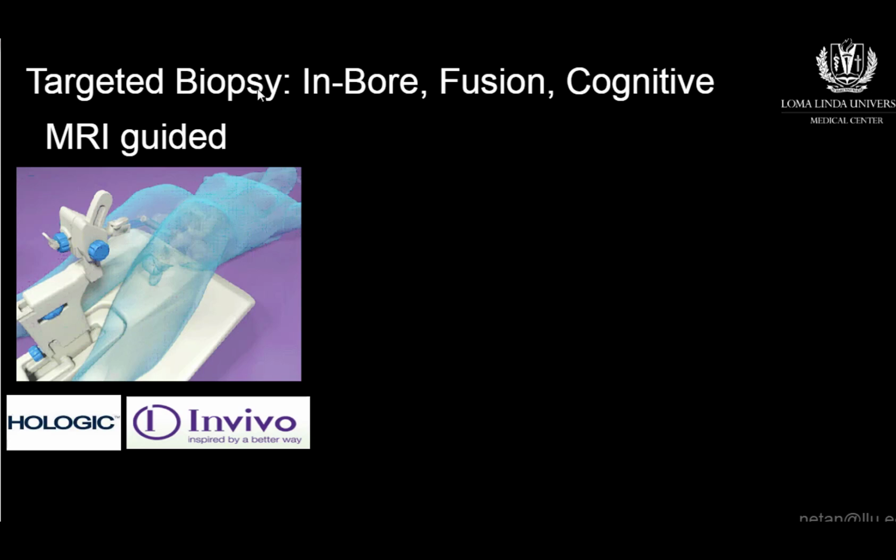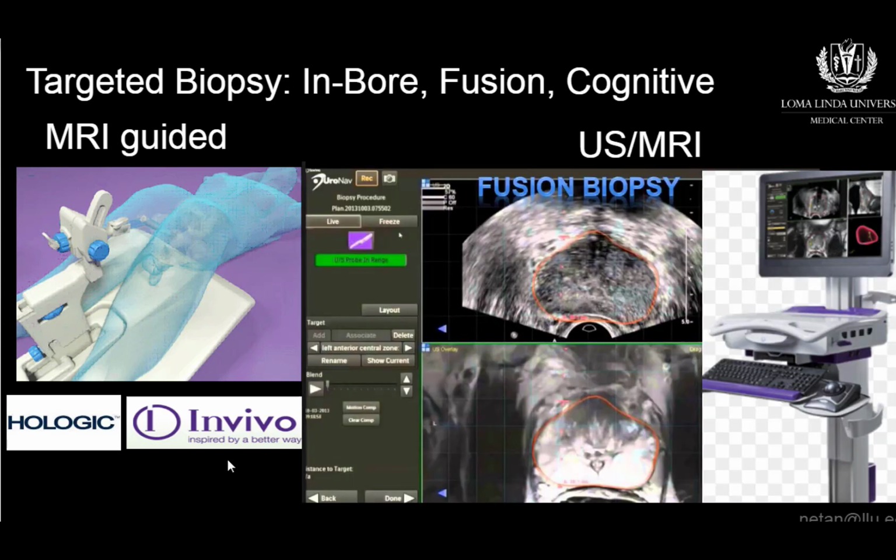With prostate, now we can do targeted biopsy using MRI specifically to then fuse it with the ultrasound images or do it directly in bore. This is an example of direct in bore biopsy, and this is an example of fusion biopsy. The ultrasound images are fused with the MRI images to help with targeted biopsy.